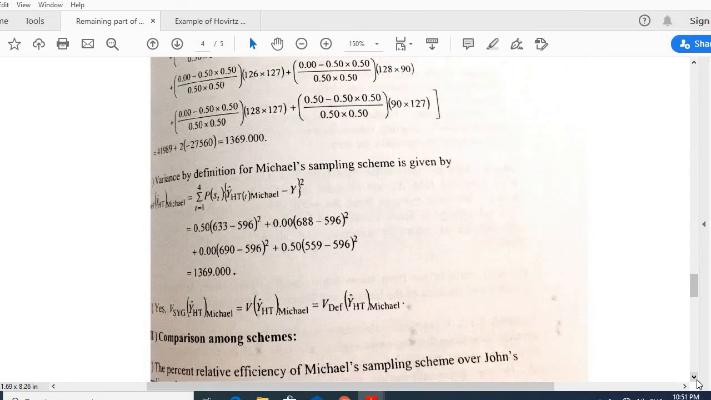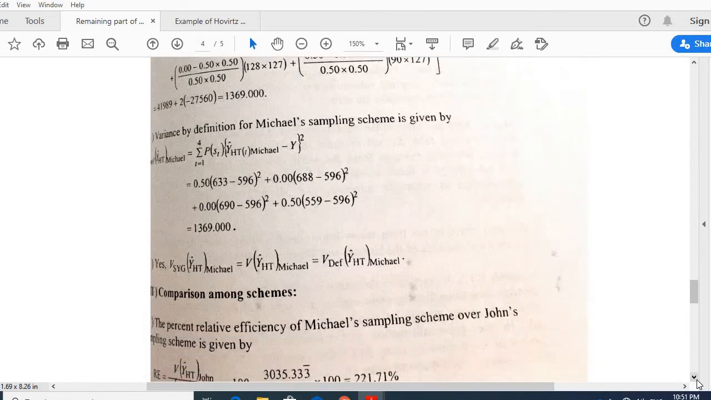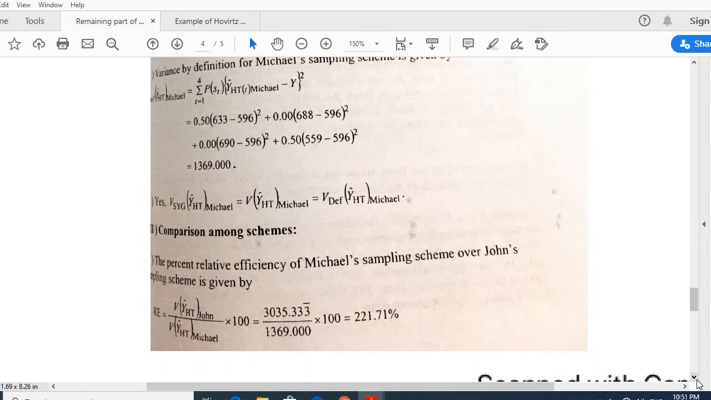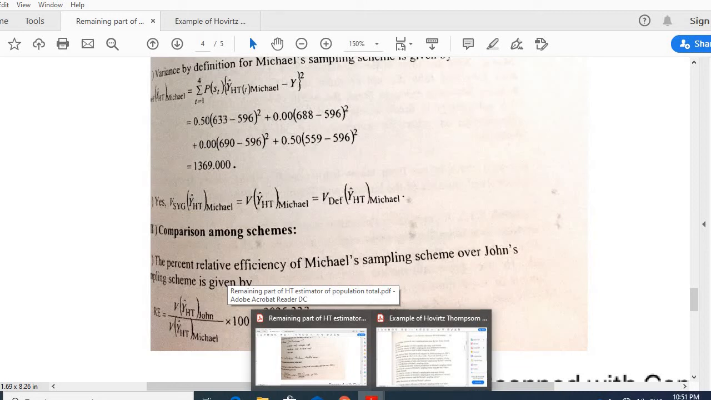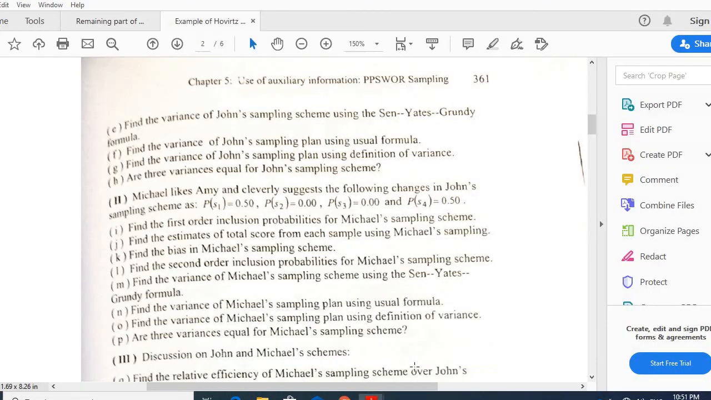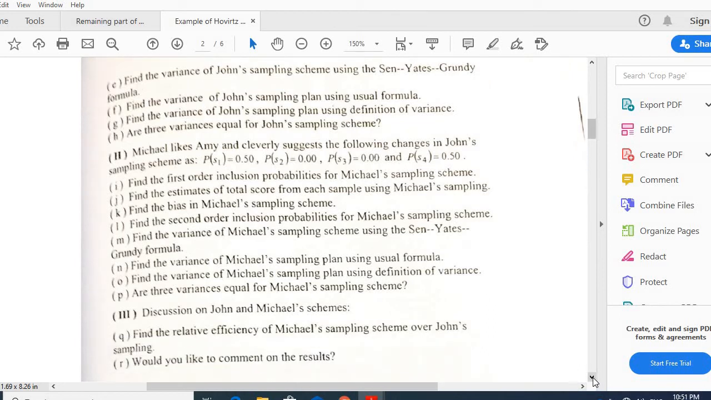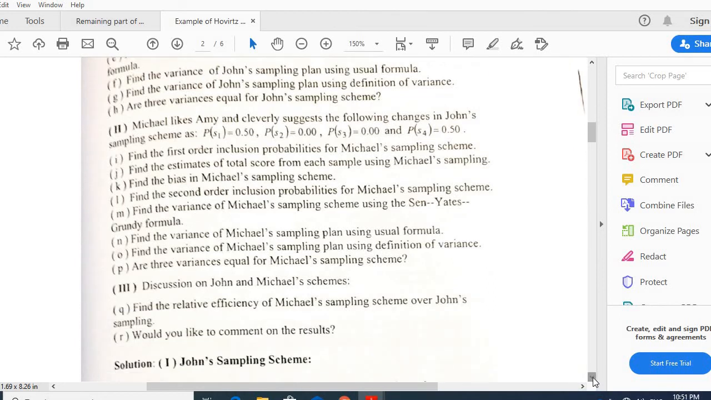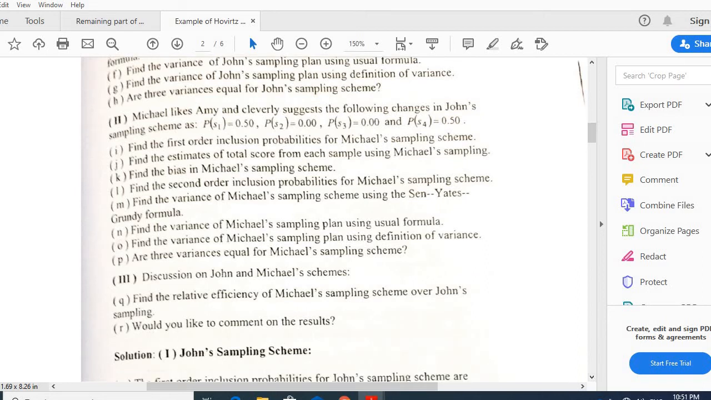Now the third part of this question is also shared here. What is the third part? Let me discuss the John and Michael sampling schemes. Find the relative efficiency of the Michael sampling scheme over John sampling scheme. Would you like to comment on the results? The comments on the result are also shared in this document.